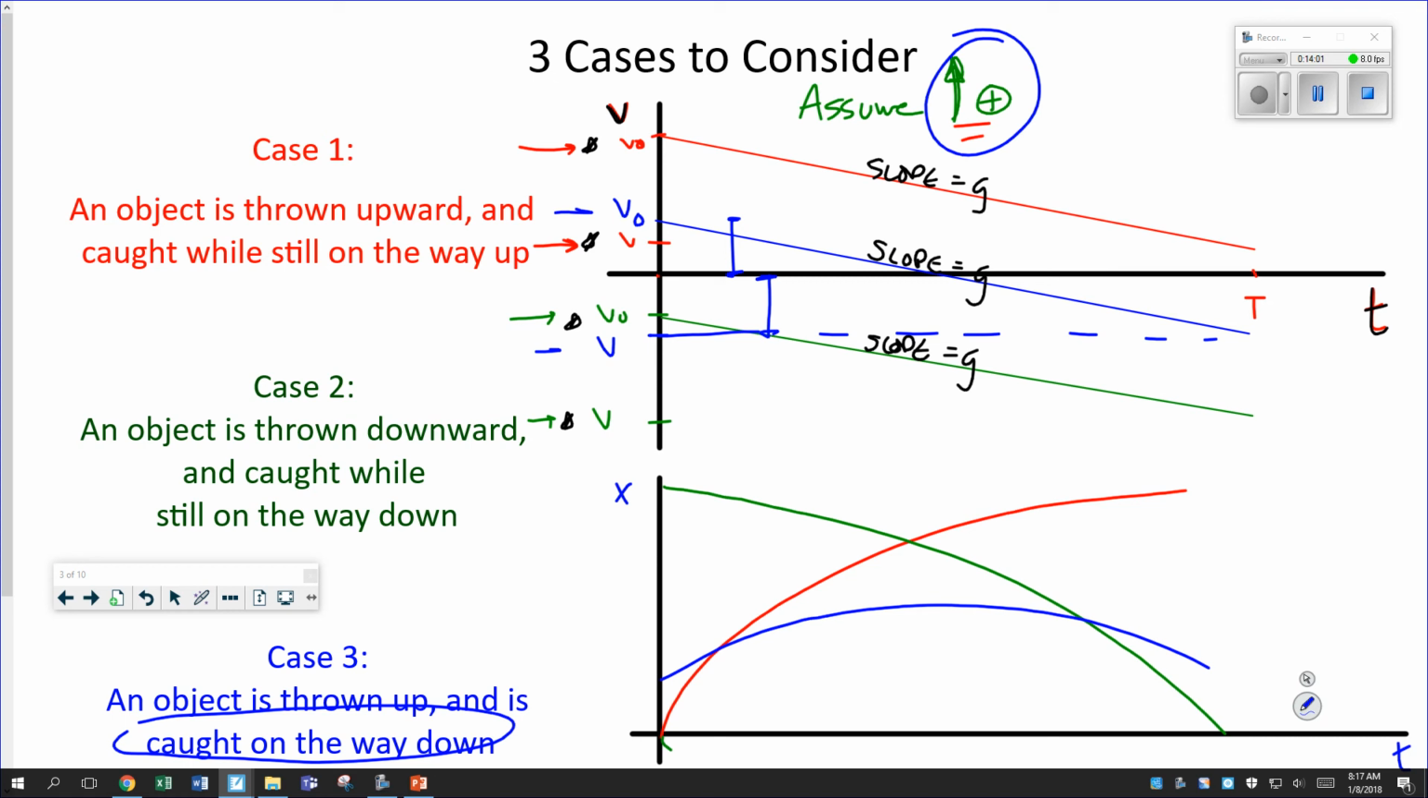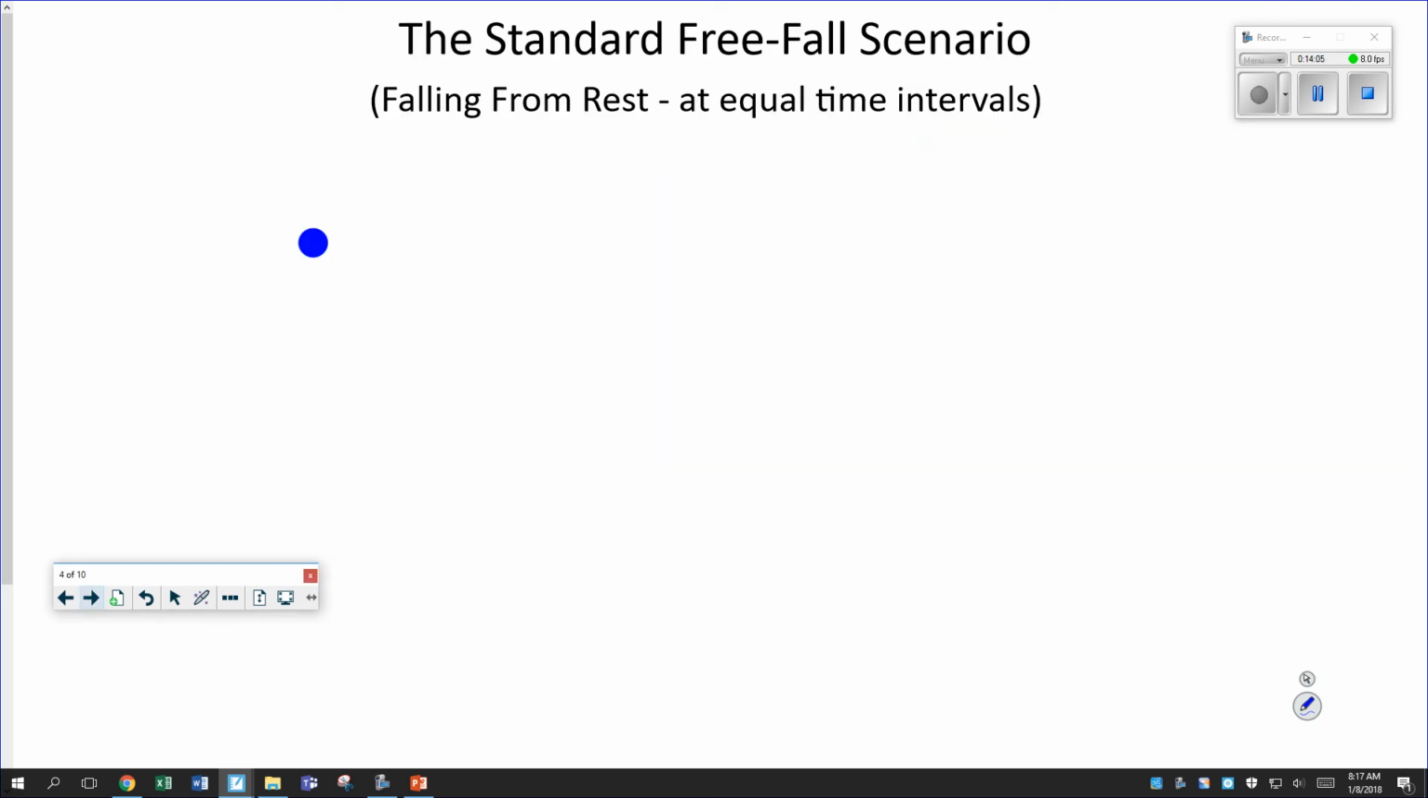Fair enough? These XTs can be tricky. All right. So, let's look at a few snapshots in time.